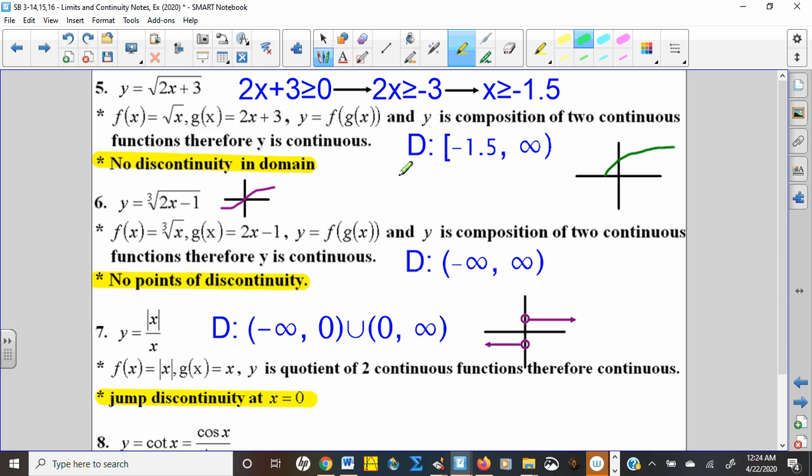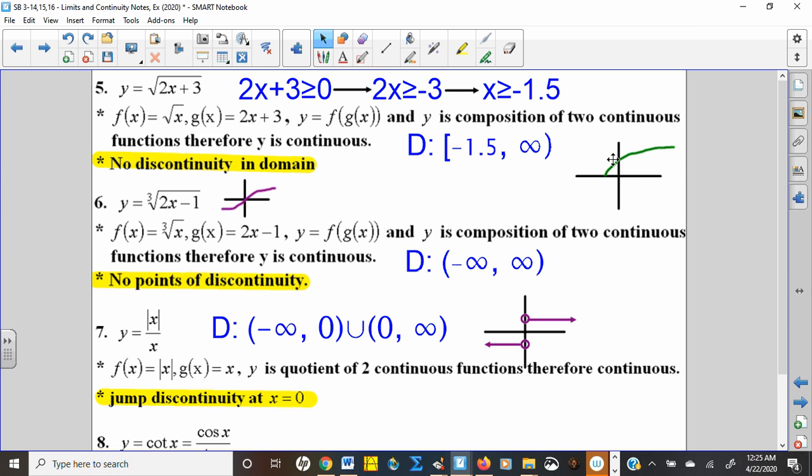Number 6 is an odd root. And we know that odd roots don't have the issue with creating negative radicands, so they go back and forth forever. So it's continuous over all real numbers and has no points of discontinuity. Once again, there's an argument on both of these where we're saying, hey, I could make this a composition of two continuous functions, and that's one way of proving that they have to be continuous, by breaking them into simpler functions, which we know are continuous by nature.